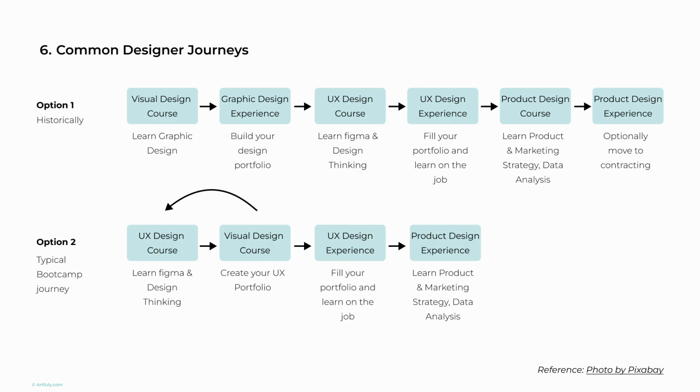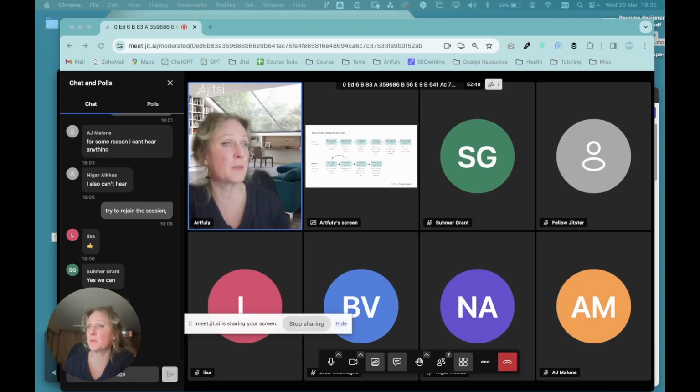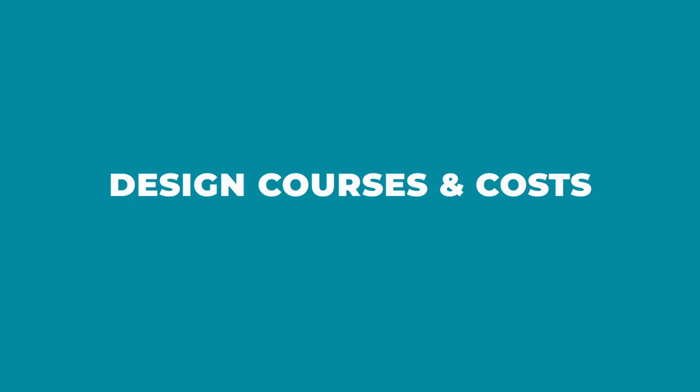Now, because we've got a lot more boot camps, we've got a typical boot camp journey. So you could do a UX design course, or you could do a visual design course. I actually recommend that you do the visual design before the UX design. Then you can get some UX design experience, you can fill your portfolio and learn on the job, and then you can eventually go into product design. As I say, there's so many more skills involved with product design that it would be difficult to go straight into it. Let's talk about design courses and costs.